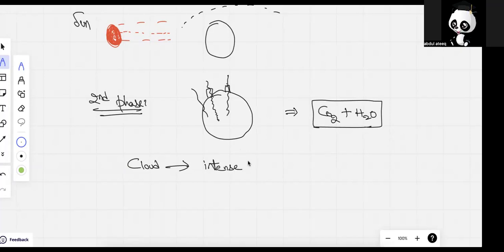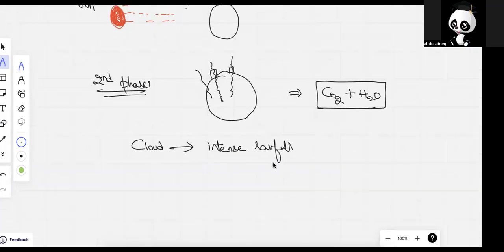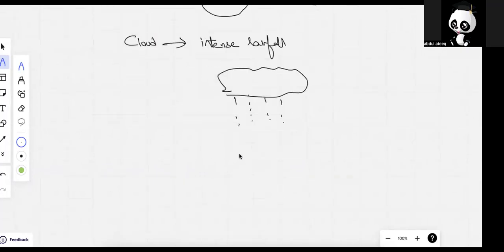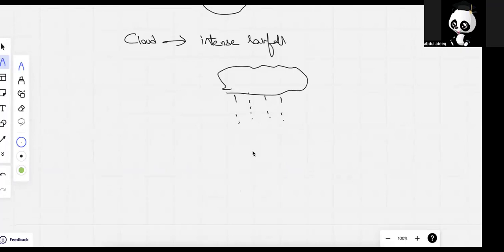So intense rainfall was happening. What has happened with this? What happened with this rainfall is cloud formation and rainfalls. Along with this rainfall, even the carbon dioxide got dissolved.